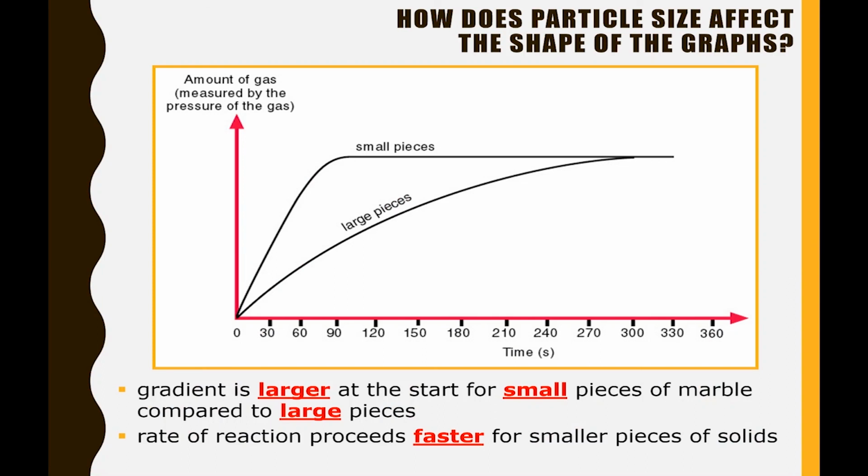Now, how does particle size then affect the shape of the graphs? Again, smaller pieces mean more surface area, which also means more effective collisions, which then means a faster rate of reaction. So faster means a steeper gradient. Can you see the train of thought there? The gradient is larger at the start for small pieces as compared to large pieces, and the reaction proceeds faster for smaller pieces of solid.